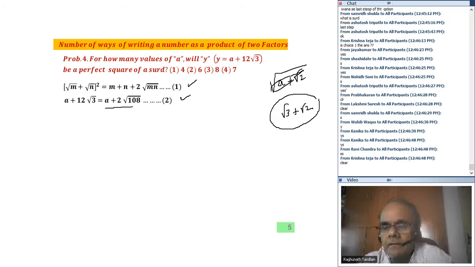M and n are integers or not? M and n are integers. So I can write 108 into 1. Is this possible? M can be 108, n can be 1. Possible or not? A can be 109. Right. What's the next one? M can be 54, n can be 2. Possible?